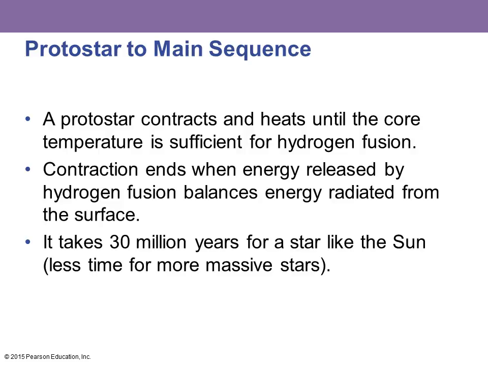So a protostar contracts and heats until the core temperature is sufficient for hydrogen to fuse. In other words, nuclear fusion. Contraction ends when the energy released by the fusion balances the energy radiated from the surface. So again, we hit that balance where radiation pressure is balanced only by gravity, and hydrogen fusion is taking place in the core. That's an interesting statistic, though, that it takes 30 million years for a star like the Sun to actually form.